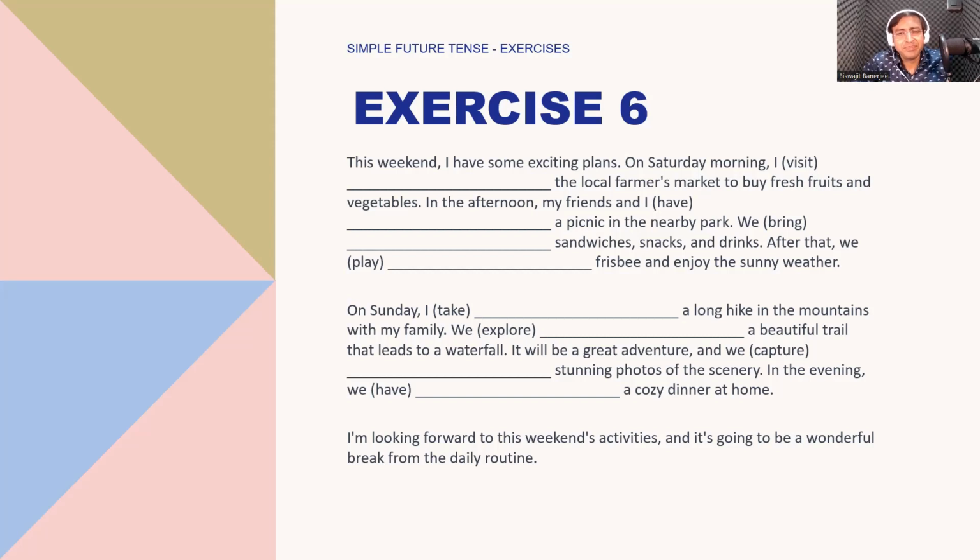This weekend, I have some exciting plans. On Saturday morning, I shall visit the local farmers market to buy fresh fruits and vegetables. In the afternoon, my friends and I will have a picnic in the nearby park. We will bring sandwiches, snacks, and drinks. After that, we will play frisbee and enjoy the sunny weather. On Sunday, I shall take a long hike in the mountains with my family. We will explore a beautiful trail that leads to a waterfall.